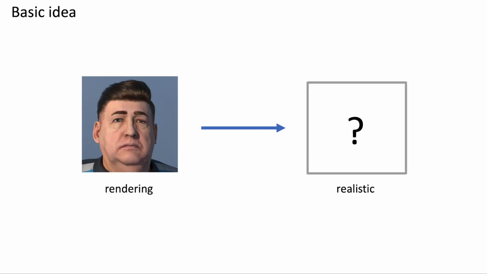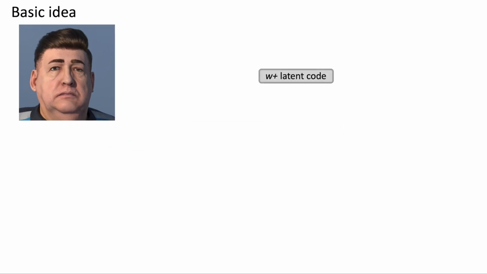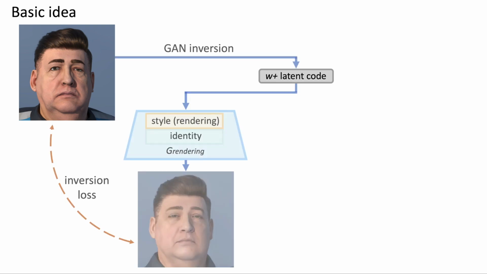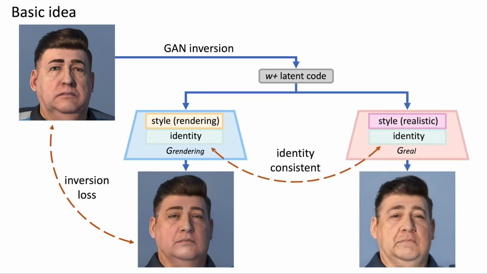During the inference phase, we aim to invert the style of the input portrait from rendering to realistic. We begin by applying GAN inversion to obtain the avatar's latent code in the W+ latent space of G-Rendering. The latent code is then fed into G-Real to adapt to the realistic style while preserving identity. In the end, we achieve the final result, a photorealistic portrait with the identity of the input avatar.